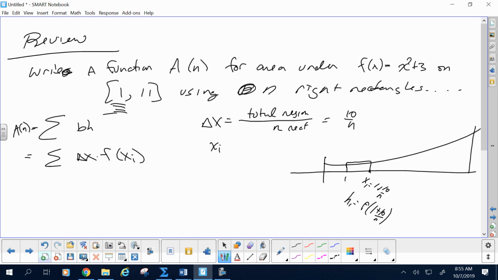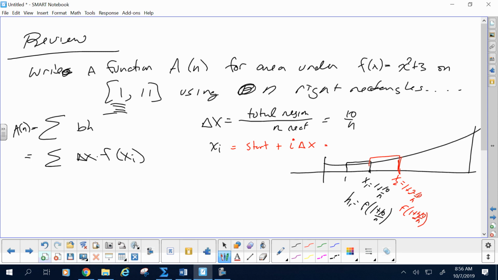Then, when you did the second rectangle, you'd go over to x2, starting at 1 and going over 2 10 over n's, and the height then would be the function at that point. Are you with me there? All right, so then we got this counting pattern of it always being 1 plus so many 10 over n's, and how many 10 over n's was called i. So this x sub i is always the starting value of the region plus i delta x's.